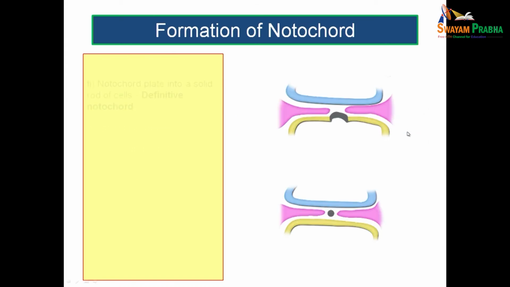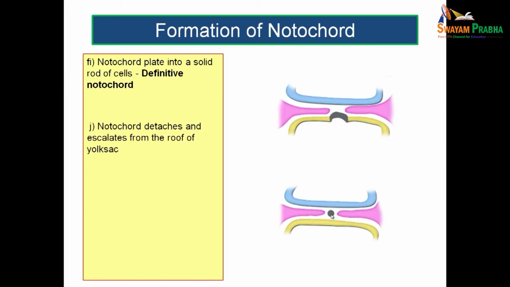So, what happens? The notochordal plate will ascend upwards and form a tube, known as the definitive notochord, and the definitive notochord will be a solid rod of cells. The notochordal cells will now detach from the endoderm, which is the roof of the yolk sac, and will lie in the midline in the intraembryonic mesoderm.